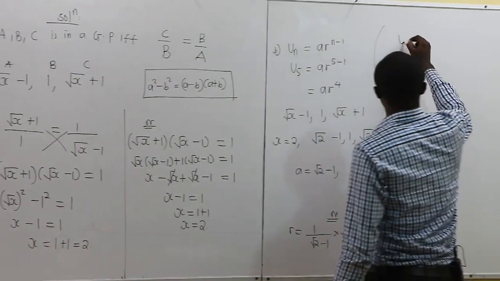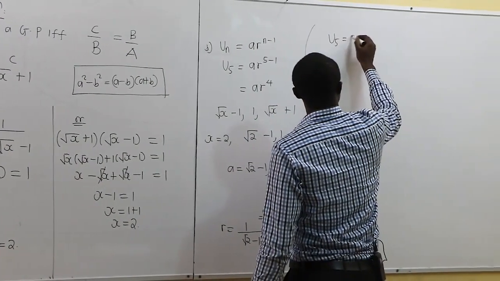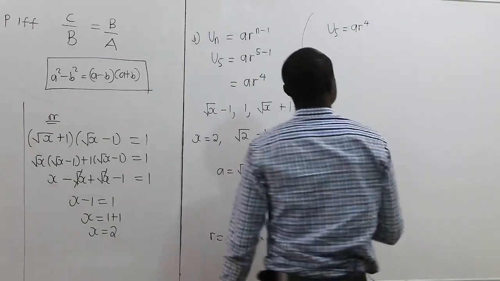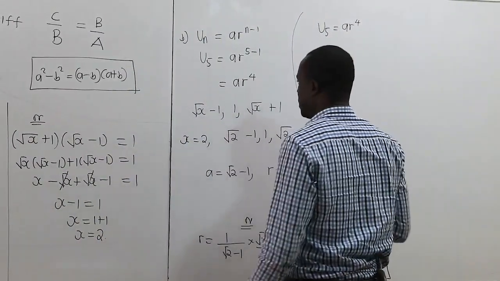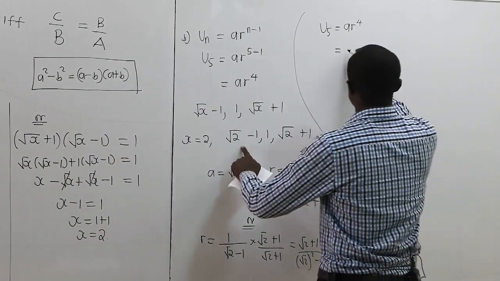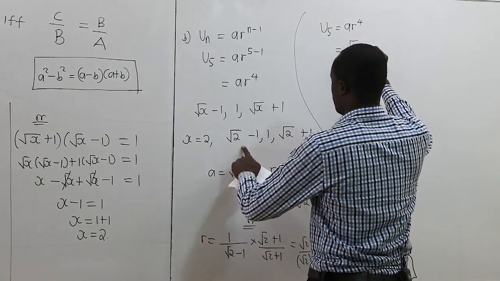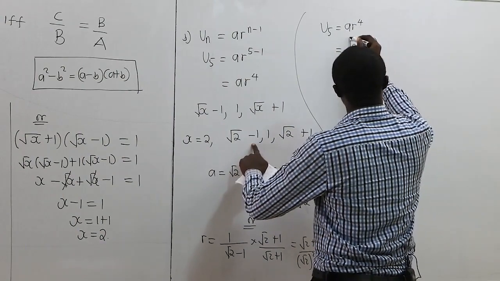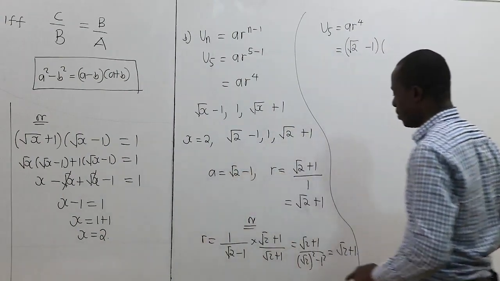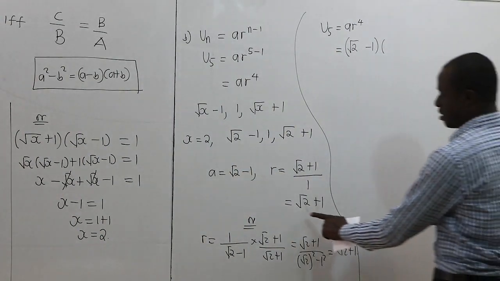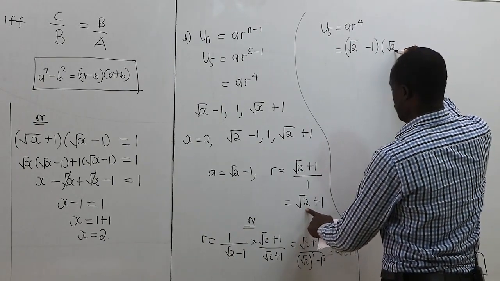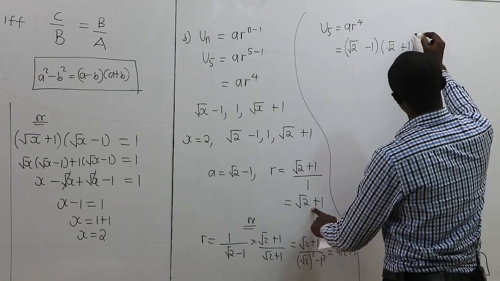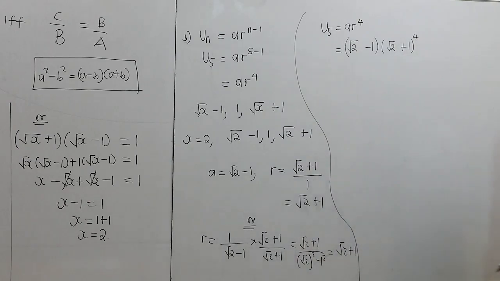Now we know that our U of 5 is ar^4. What is our a? Our first term is root 2 minus 1. What is our common ratio? Our common ratio is root 2 plus 1, and this is to the power 4. We need to simplify this.